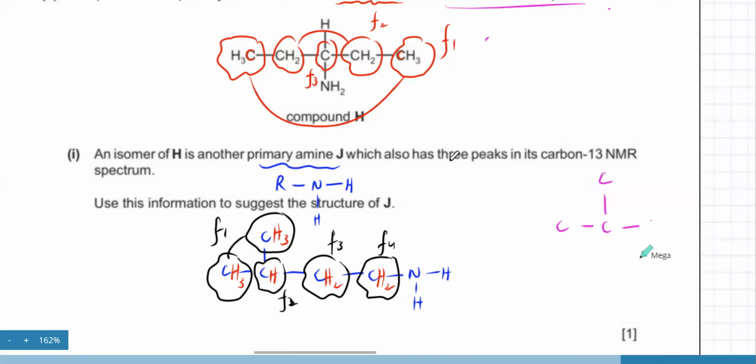We have five carbon atoms, right? One second. That's six carbon atoms. Let's say there's another C put below, and then there is NH2. I think this would do the job. Okay, add in the hydrogens.